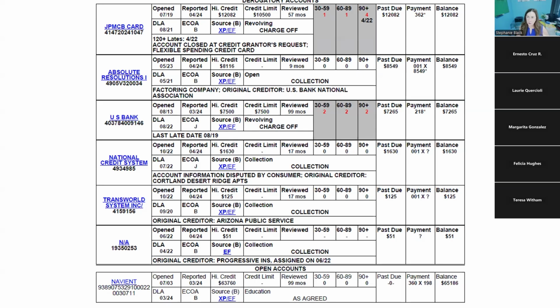ECOA means who is it reporting to? So if this is a tri-merge for 2 different people, and that happens a lot, you'll get 2 different people. They're a little harder to read because you have to understand who's the borrower and who's the co-borrower. So this B means borrower, J means joint. There is no co-borrower on this, so this is just letting you know that it's an actual joint account, not just a borrower account.